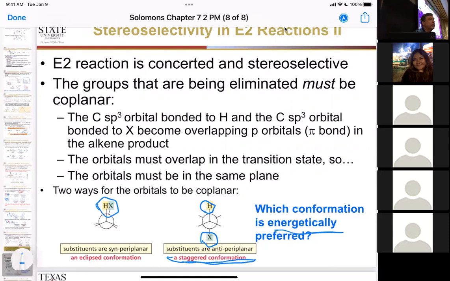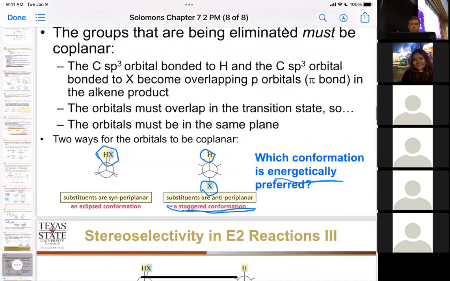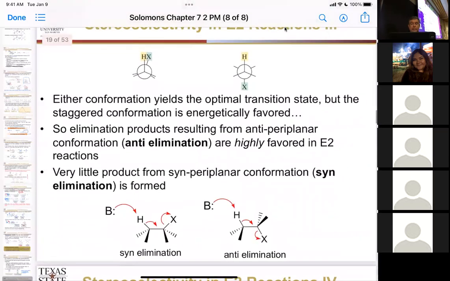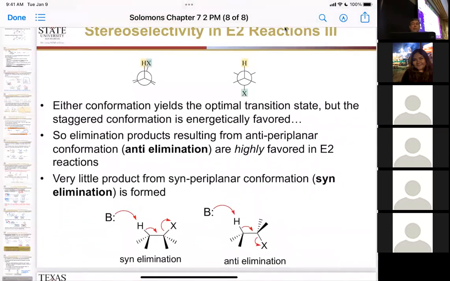Because it's the more sterically, or the more energetically, preferred conformation, that's going to be most likely to be our transition state. Okay, so how does that affect our reactions? Well, if we look at that anti-elimination right here, we want to see where our big bulky groups are.